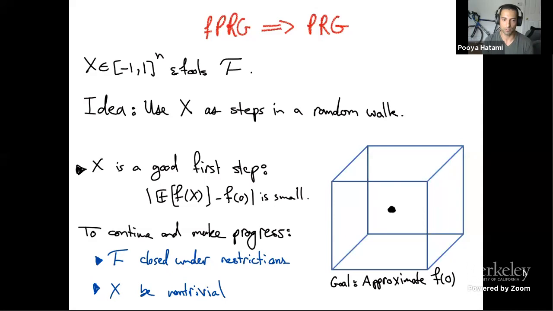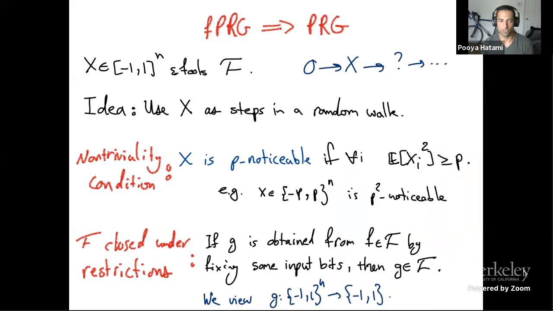So let me just formally define these two conditions that we need. The non-triviality condition, we call it p-noticeability. We say that a random variable x is p-noticeable if all of its coordinates have variance larger than p. An important example to keep in mind is a random variable that's basically p times a uniformly random Boolean vector. So it's a random variable all of whose coordinates are minus p or p, in the cube. And this will be p squared noticeable. Okay, so this square actually becomes important in some applications.